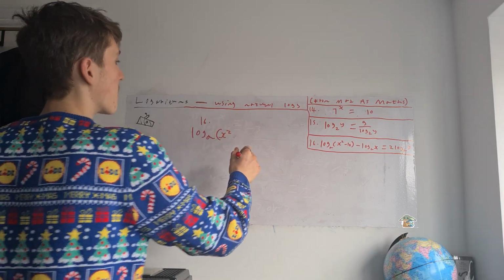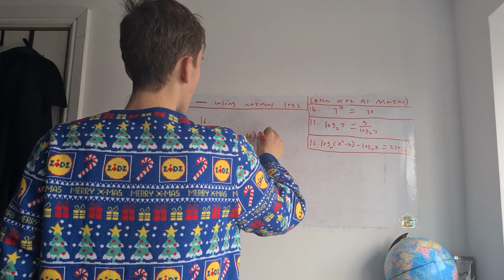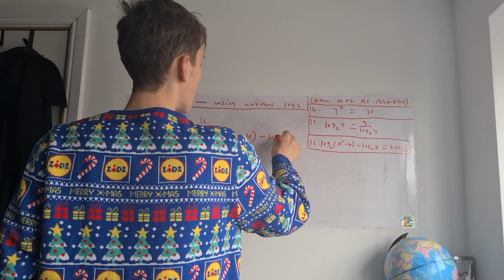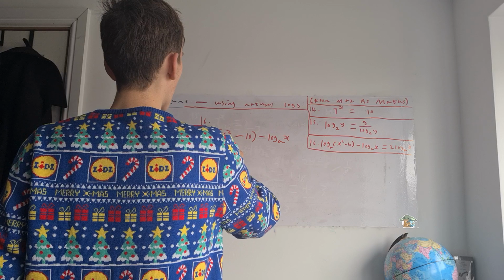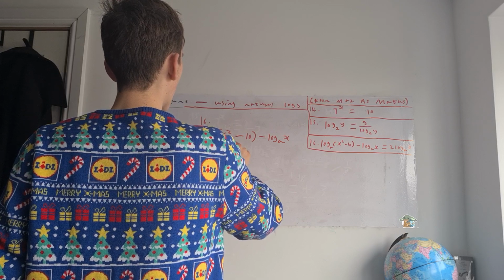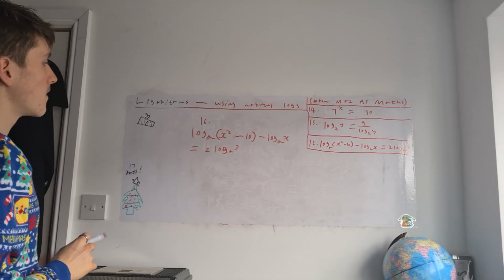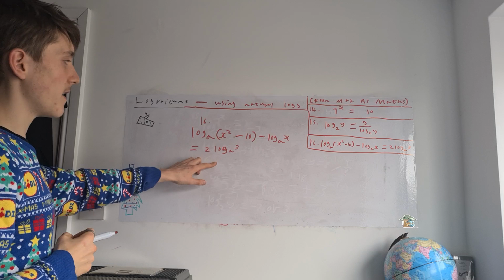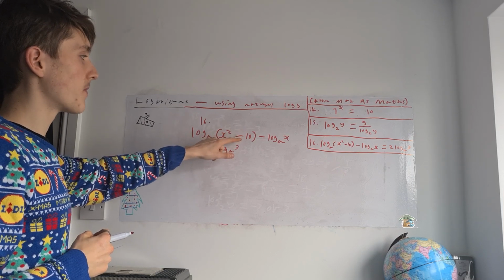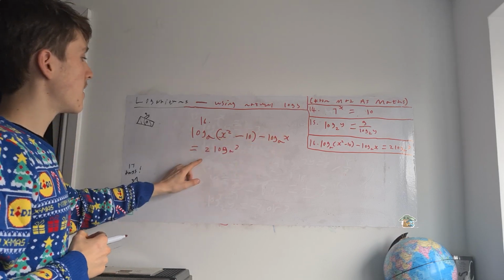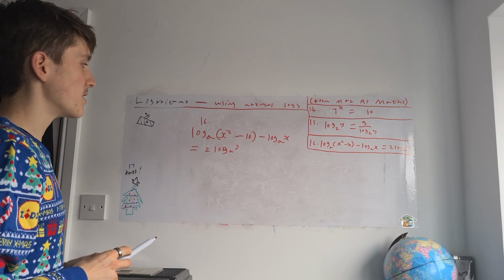Just the logarithm questions. Because it's quite big, I'm going to have to break it up a little. Minus log a x is equal to 2 log a 3. Yeah, so these are all to the base of a. So you have log a (x squared minus 10) minus log a x is equal to 2 log base a 3. Okay, they're all base a.